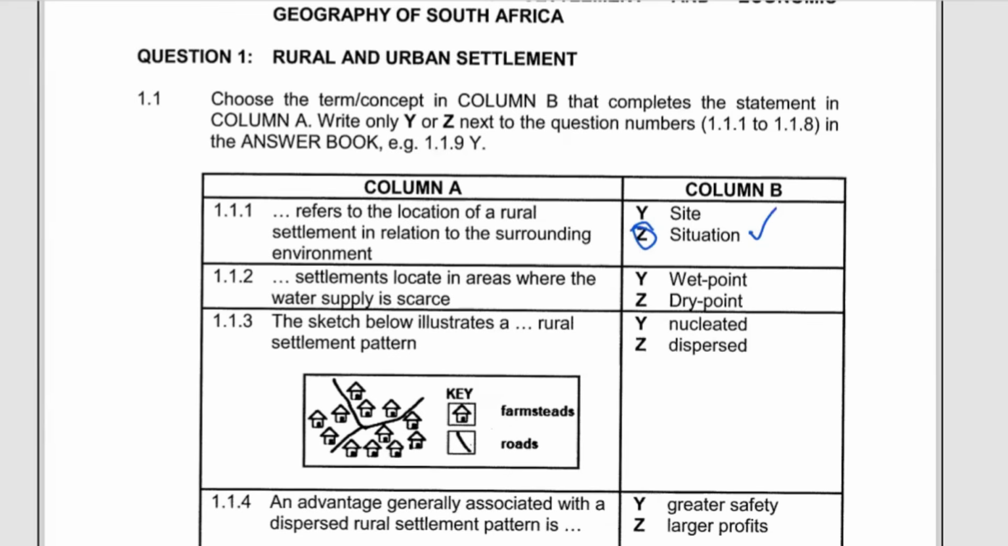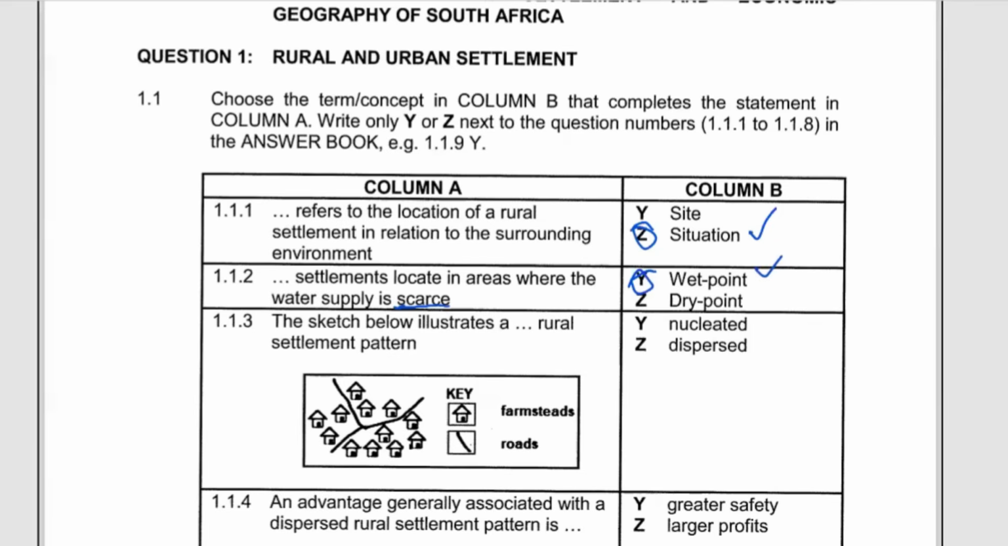Right, moving on to the next question, number 1.1.2. Dash settlements located in areas where water supply is scarce. What you must note here, we are relating settlements to water, and water is a scarce resource in the area. So where must we establish a settlement if water is scarce? The only feasible way is to locate it as close as possible to the source of water. So that becomes a wet point settlement.